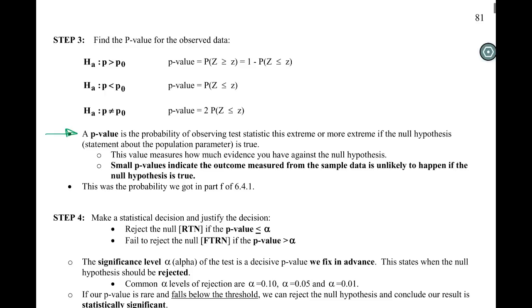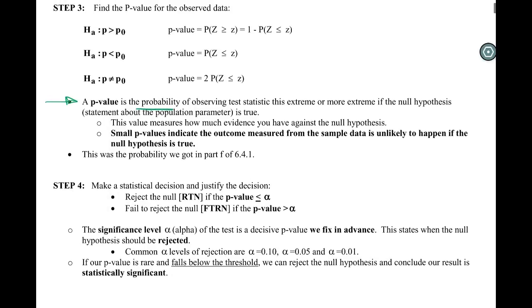It is technically a conditional probability. What's the probability my p-hat is as crazy as my p-hat is if real p is what we say real p is? So that's what our p-value is all about. It's a probability. And if we have a z-score, finding that probability is pretty straightforward.